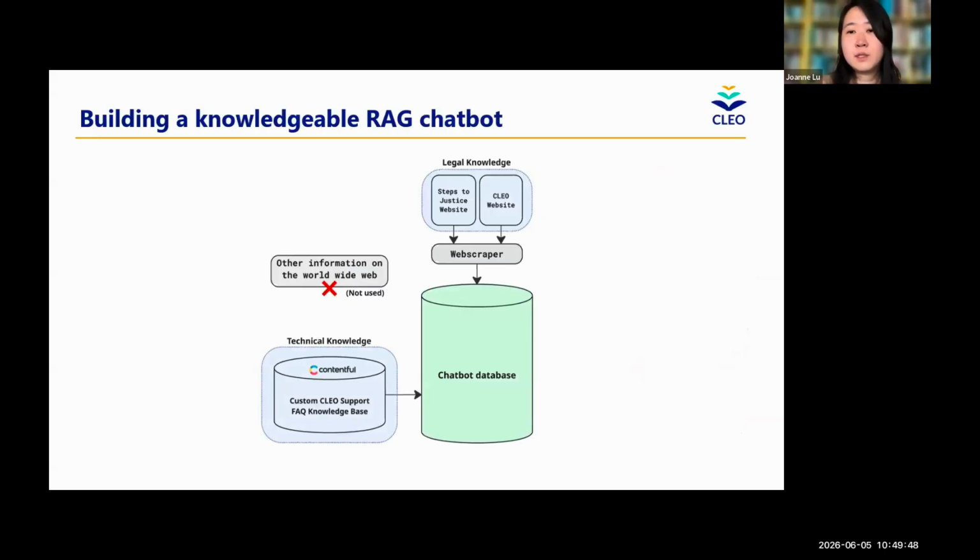So we've built a daily web scraper that takes from our vast sources of knowledge, and that includes our Steps to Justice website, it includes our CLEO website, and as we mentioned, there's thousands of articles there with really good stuff. So we feed all of this into the chatbot as part of its legal knowledge. For the other aspect, because we want this to help guided pathways users, we've written custom FAQ articles on tech support topics, and we've also added it into a separate database hosted in Contentful.